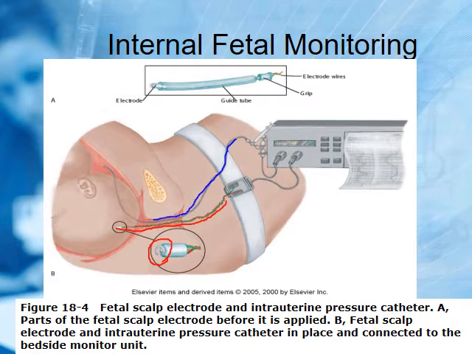And then the IUPC, intrauterine pressure catheter, that is this right here going in and goes around the baby's head and kind of goes down inside between the baby and the uterine wall. And that's got a little pressure gauge on the end of it that picks up pressure and records it very specifically on the fetal monitor strip.